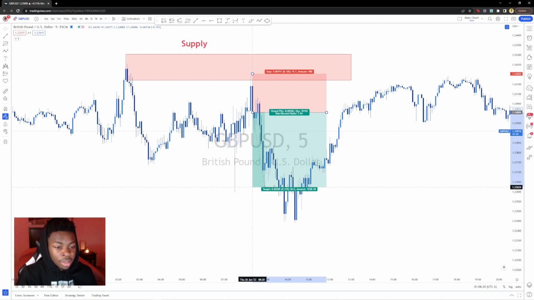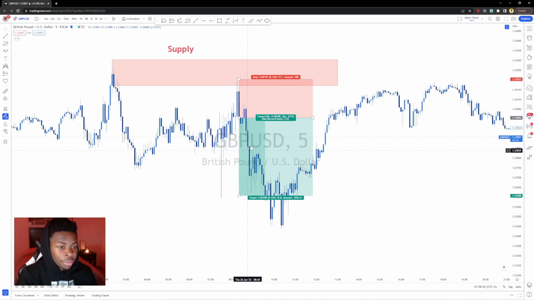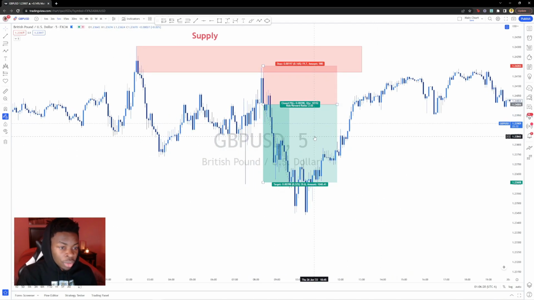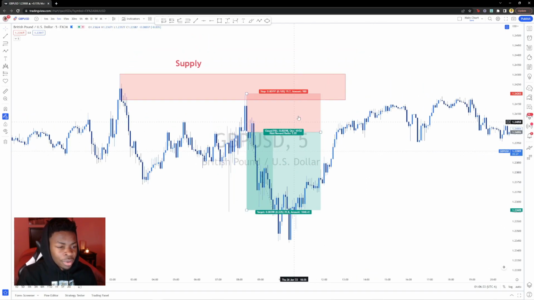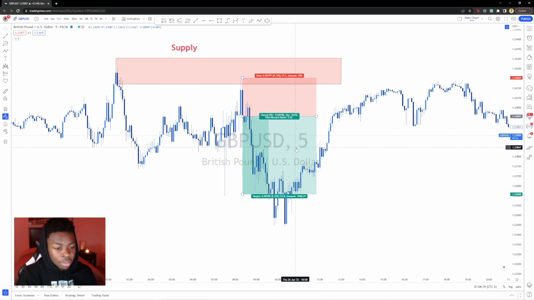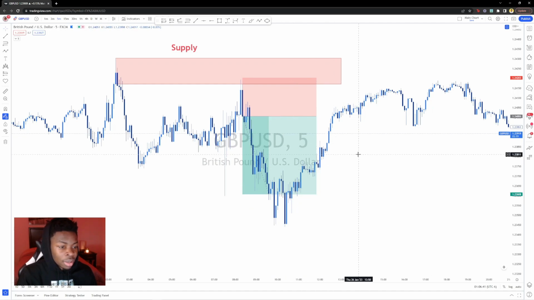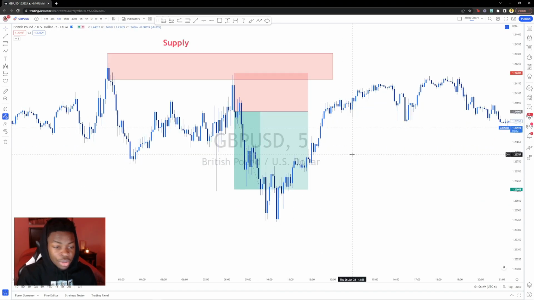Place a take profit at the previous low right here, going for at least a 1 to 2 risk reward ratio, so you can make a pretty good amount of profit. For a standard lot in that trade, that means you're risking $190 and can possibly make $390. That was an example of how to trade a supply.